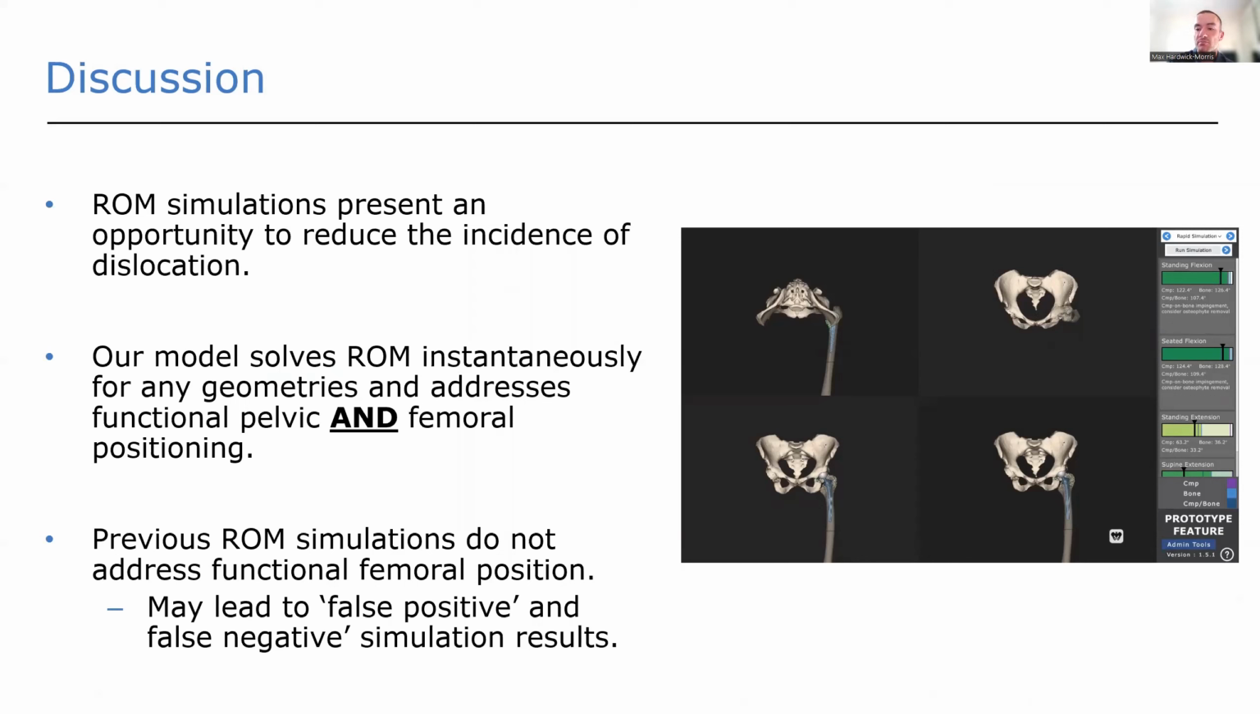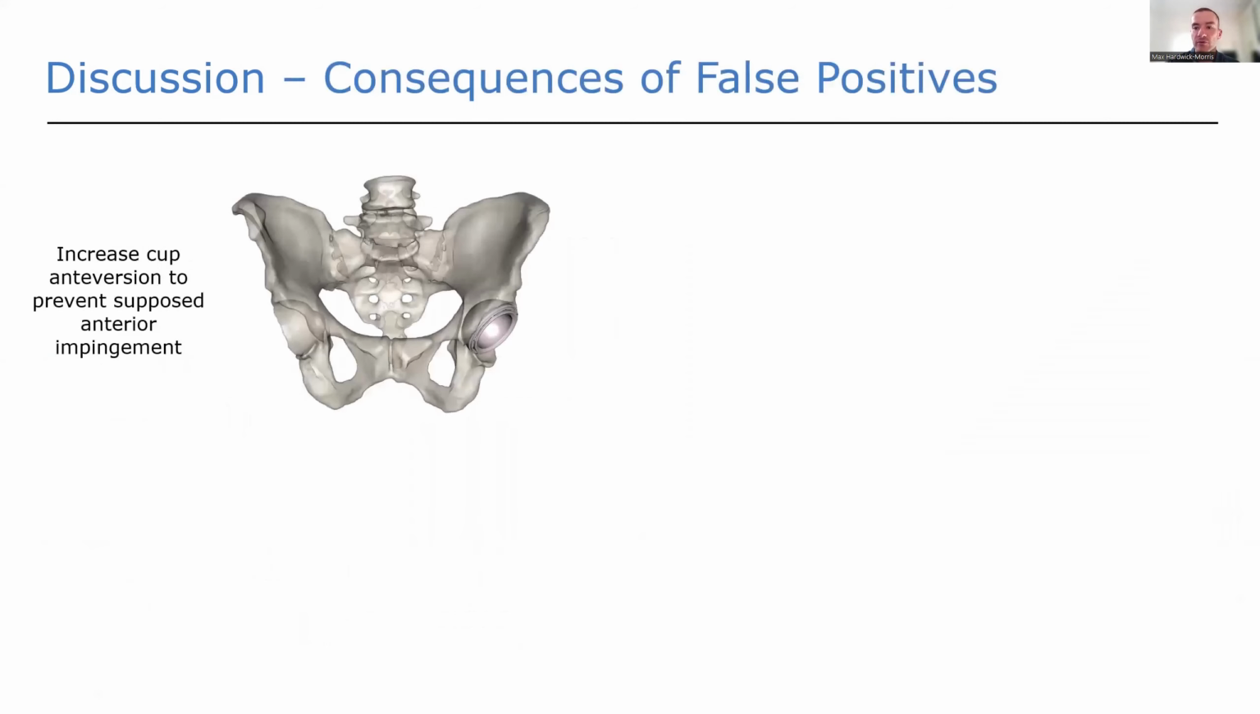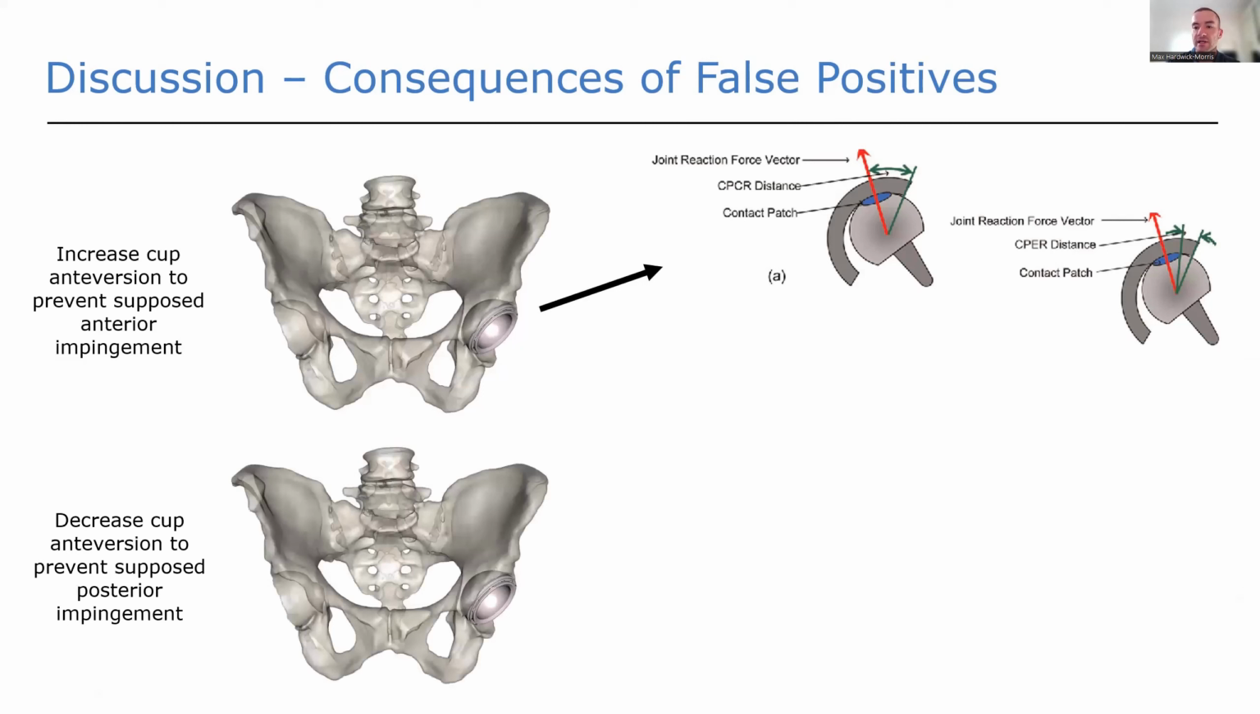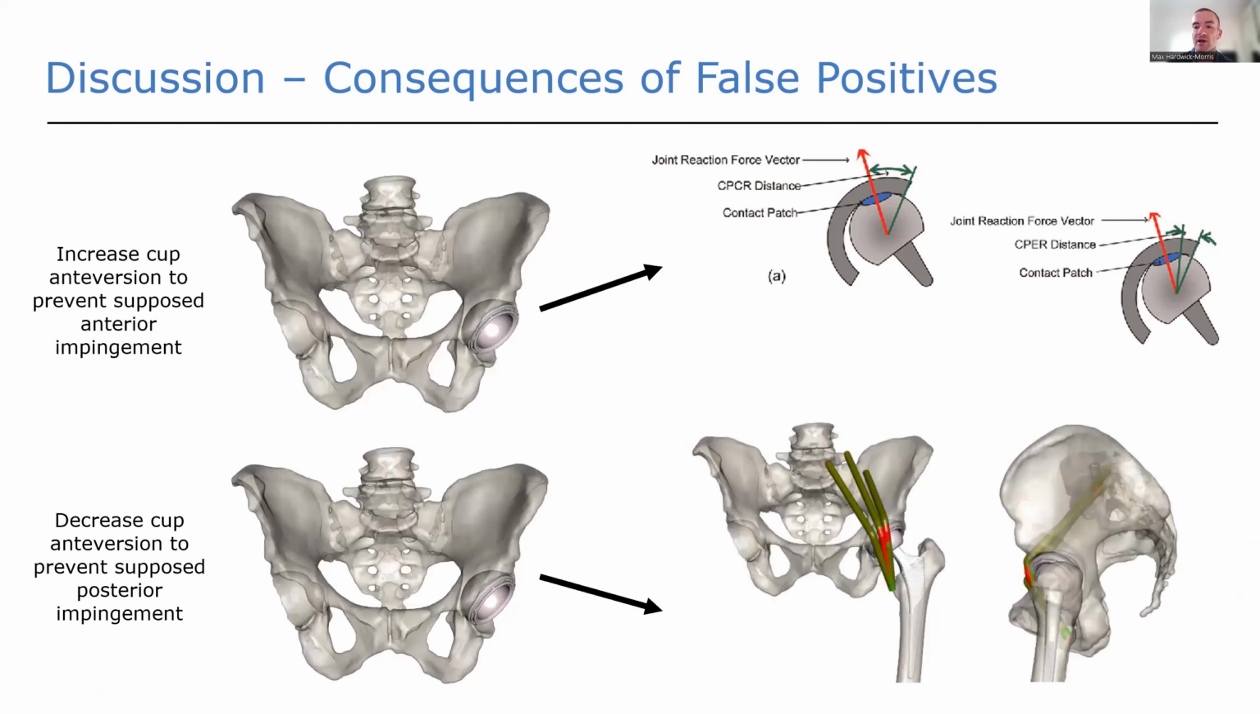Not considering the functional positioning of the pelvis and femur may lead to false positive and false negative findings, which could have consequences. For example, increasing cup anteversion to prevent supposed anterior impingement could lead to edge loading, and decreasing cup anteversion to prevent supposed posterior impingement could result in cup uncoverage that irritates the iliopsoas and causes iliopsoas tendinitis.